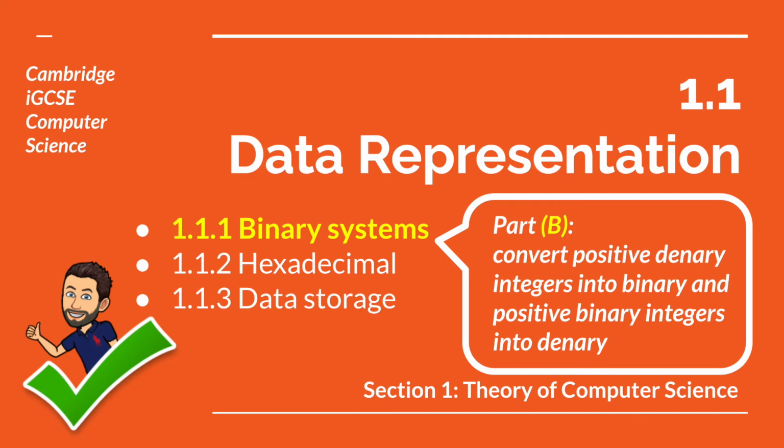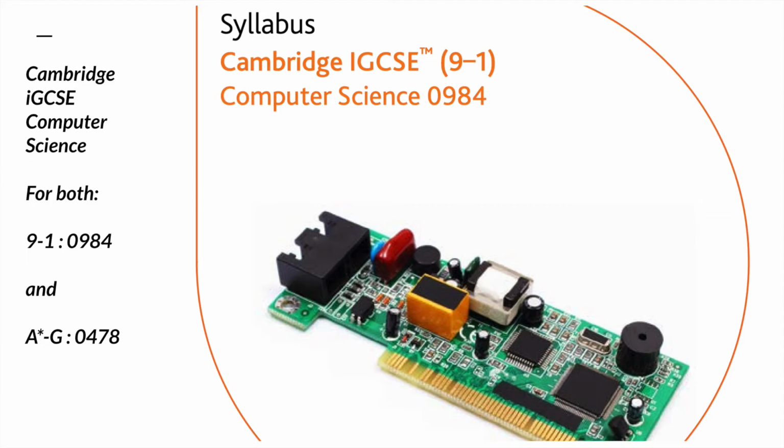Welcome back everybody. This is the second part in terms of data representation, topic 1.1 under the Cambridge iGCSE Computer Science course. We're following 1.1.1 binary systems, and this is part B, which is converting positive denary integers into binary and positive binary integers back into denary. So this covers Cambridge iGCSE 9-1, which is course code 0984, or the A starter G code, which is 0478.